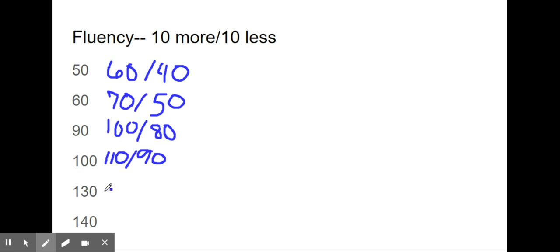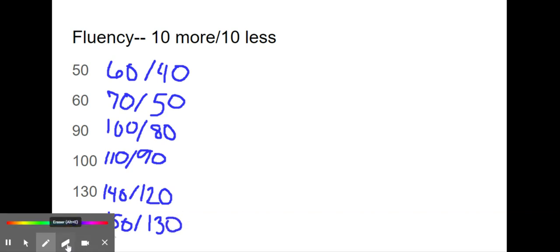130, 10 more, I have 3 tens, so I'm going to be at 140. Take away a 10, I'm going to be at 120. Now for 140, 10 more would be 150. 10 less would be 130. And there's our fluency practice for today.